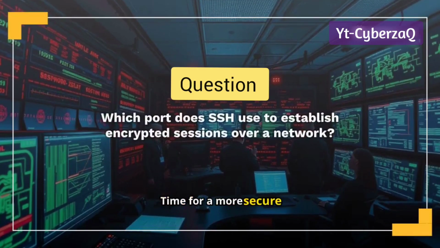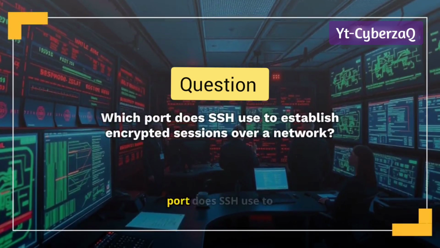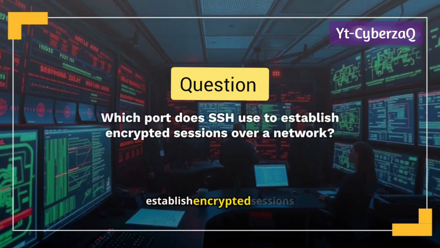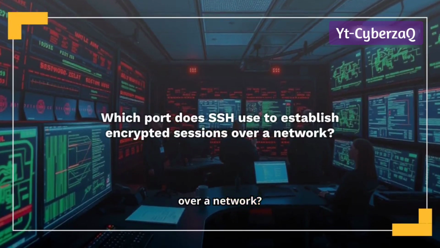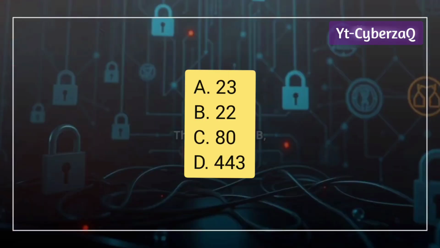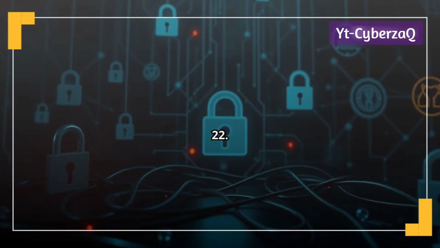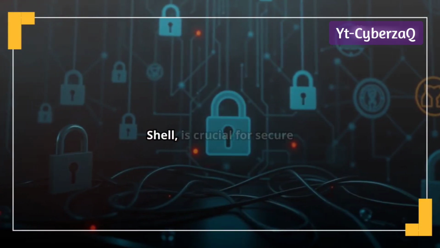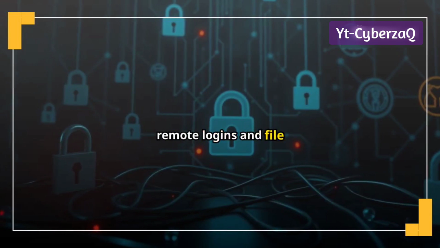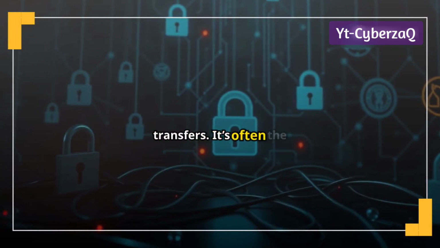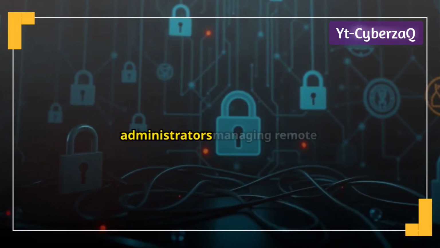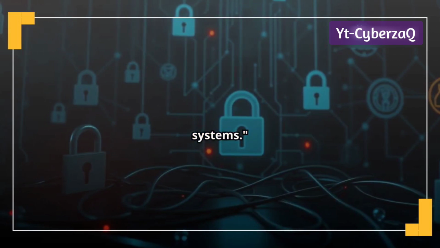Time for a more secure protocol. Which port does SSH use to establish encrypted sessions over a network? The answer is B, 22. SSH, or Secure Shell, is crucial for secure remote logins and file transfers. It's often the first line of defense for administrators managing remote systems.